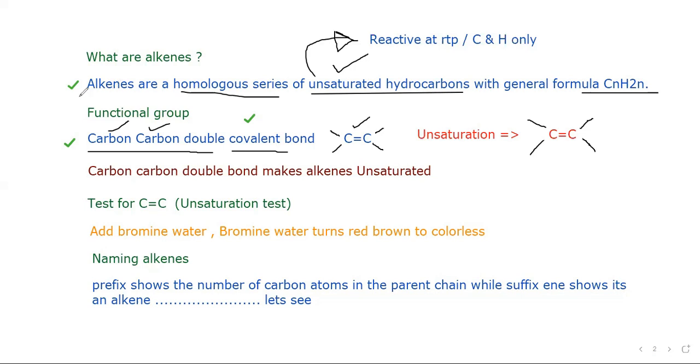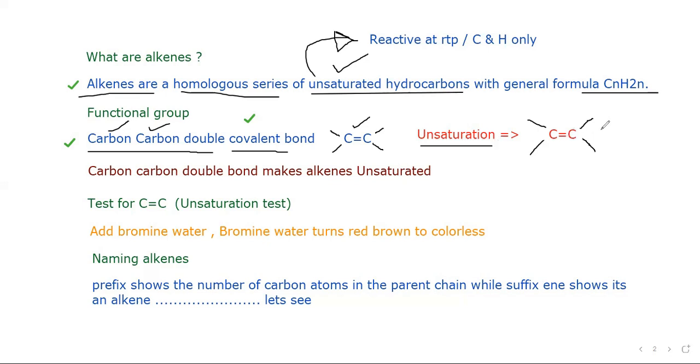So please define alkenes again for me. Alkenes are a homologous series of unsaturated hydrocarbons with general formula CnH2n. Okay, and when we say unsaturated, please wait. When I'm saying wait, it means wait. What do you understand by the word unsaturated? The word unsaturated tells us that they are reactive at RTP and they have carbon and hydrogen only.